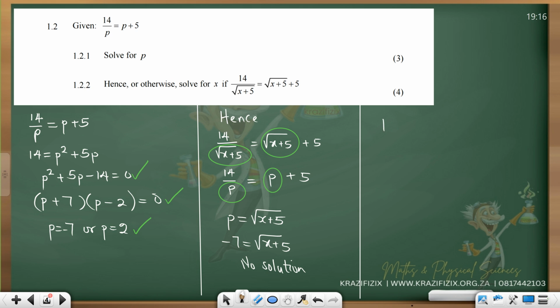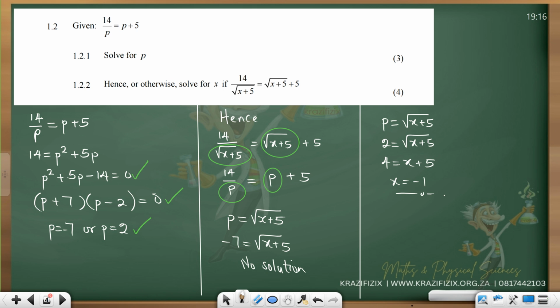For the second one, P, what do we have? 2. We can then square both sides now. 4. What is X? Negative 1. Now, this is one way to do it. There are 3 ways of doing this question. This is method number 1, using the word hence.